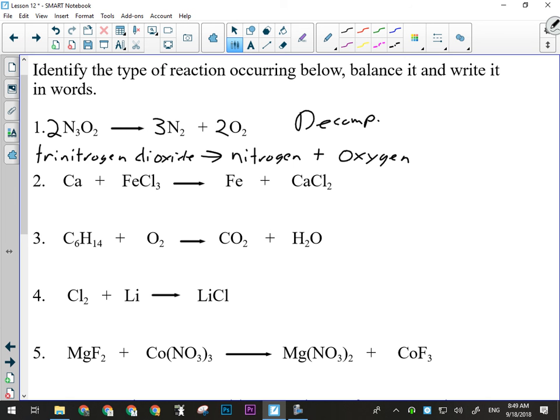Okay, for number 2 here, I've got a metal by itself reacting with an ionic compound to create a different metal by itself and a different ionic compound. What kind of reaction is that? A single replacement reaction. Write it out in words. We've got calcium plus iron 3 chloride. This is one of those times where we have to remember when something needs Roman numerals and how to put the right Roman numeral on there. And that is going to give us iron plus calcium chloride.